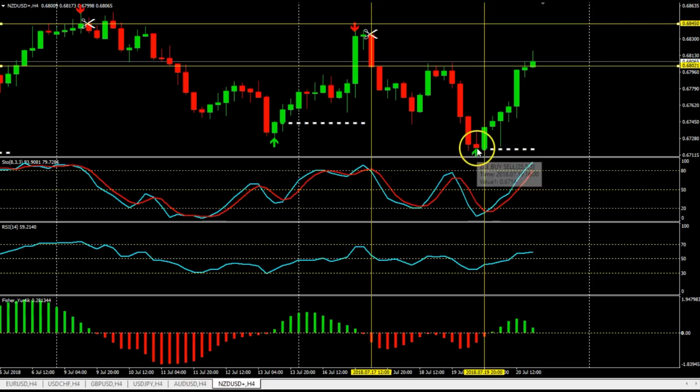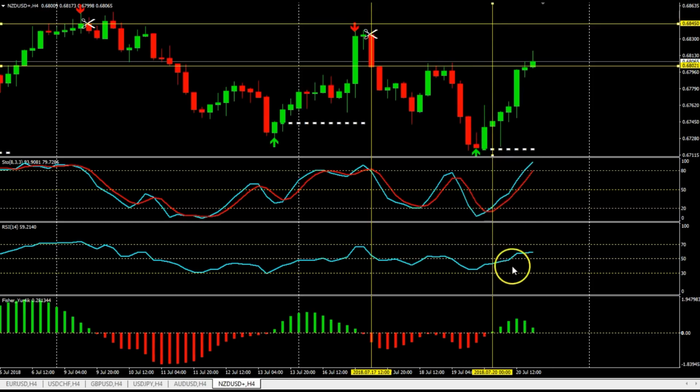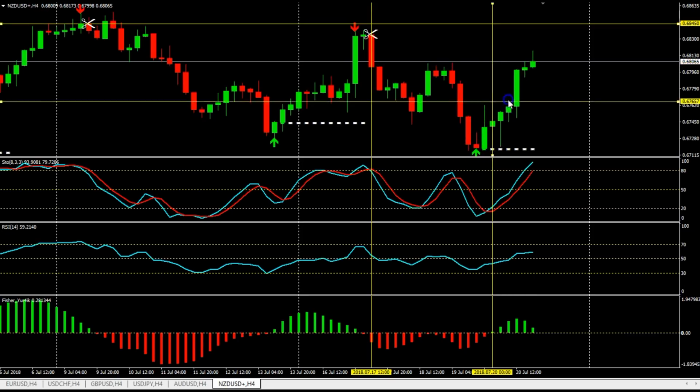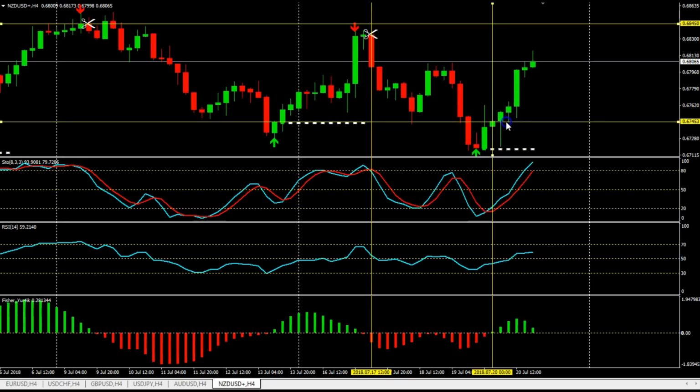We place a line here, support here, and still no. So we wait for another candle. That's the other candle, and here we're getting the buy signal, buy signal, buy signal. So we will buy at the open of the new candle. This is this one, this candle. We buy here.